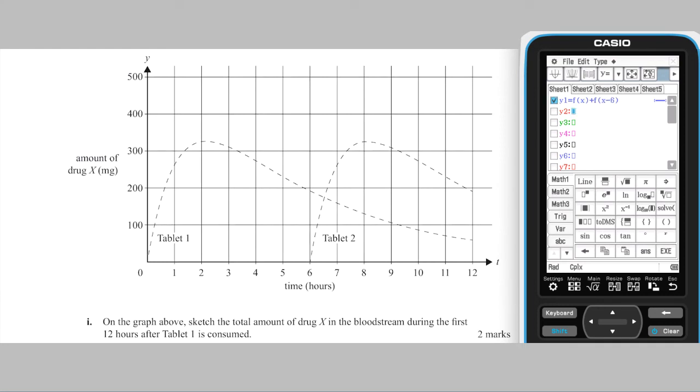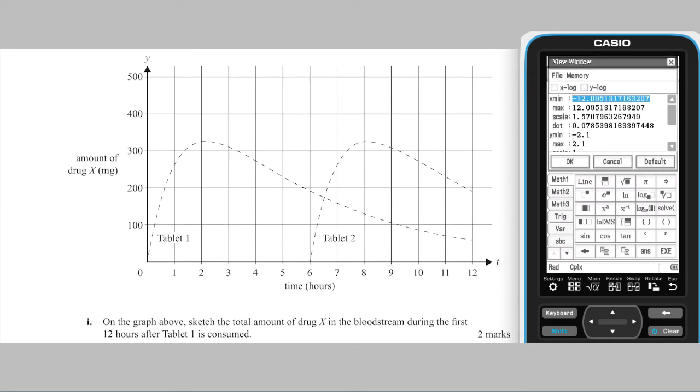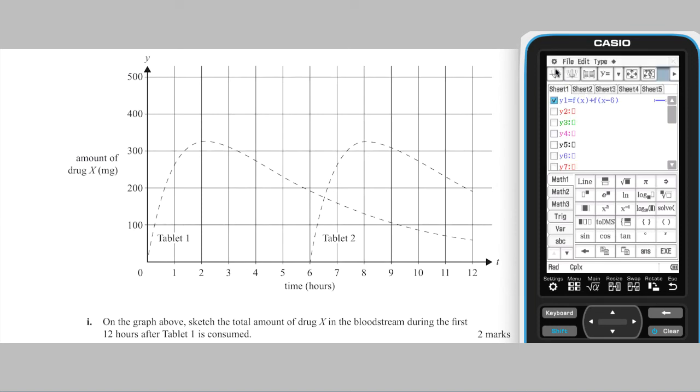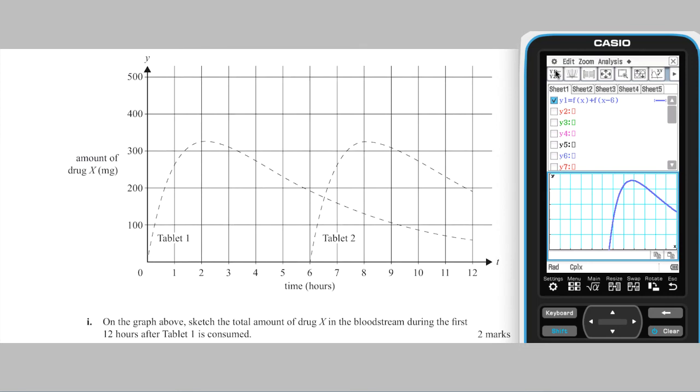Setting our view window to the one provided is going to be required. This graph looks useful, but it would be even more useful if I could see f of x at the same time. Now we need to transpose our graph onto the axes provided. It is useful to trace here to locate our answer correctly.